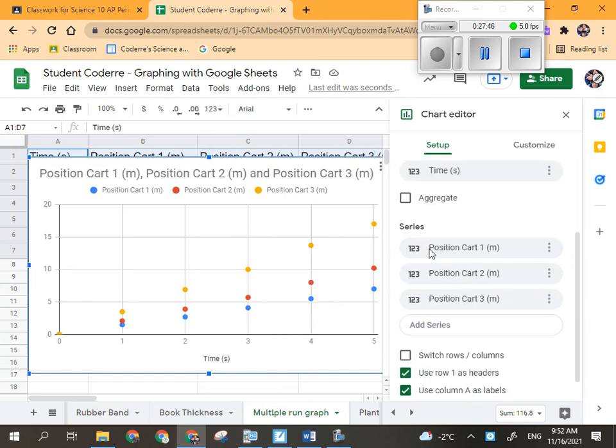Right, and it's showing me there's 3 series. There's the position of cart 1, the position of cart 2, and the position of cart 3. Right, that's good. That's what I want.